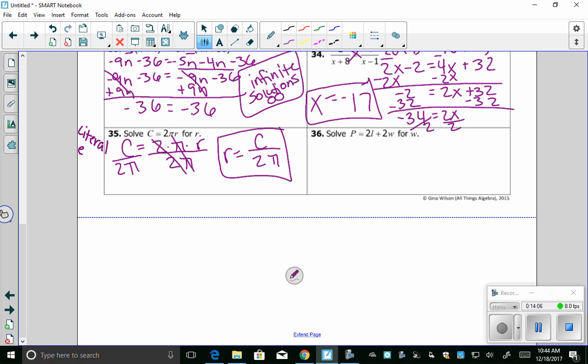Literal equations. Just in case you need more help, you can also look on Khan Academy for extra videos.